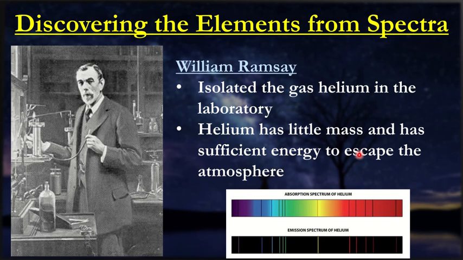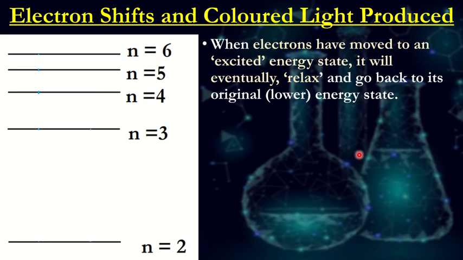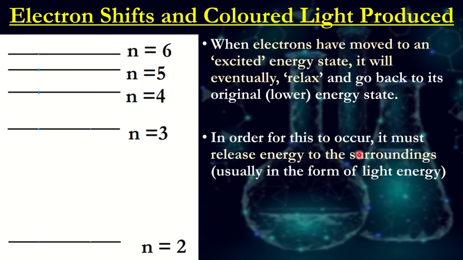Okay, so let's try and picture the color shifts with this little orbital diagram that I've shown you before. Electrons move to an excited state. What goes up must eventually come back down. They will relax and go back to their original lower energy state. But in order for this to occur, they have to release energy to their surroundings, because each energy level has a discrete value. An electron can only be in this level if it has a certain amount of energy. If it has too much, it's not going to be able to be in that level.